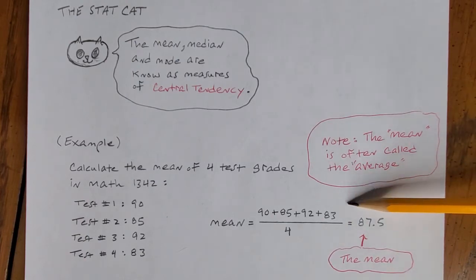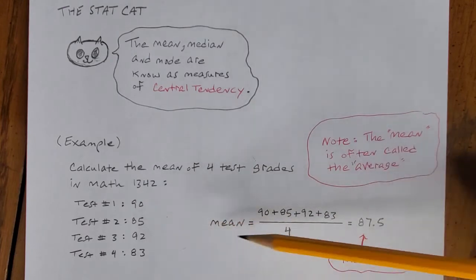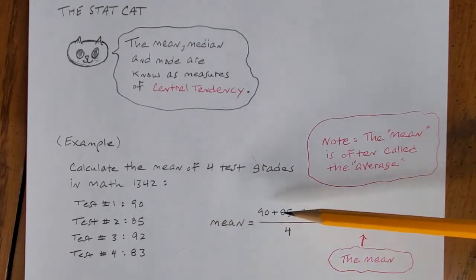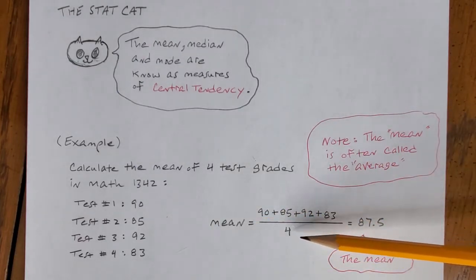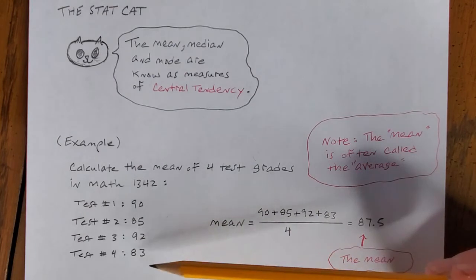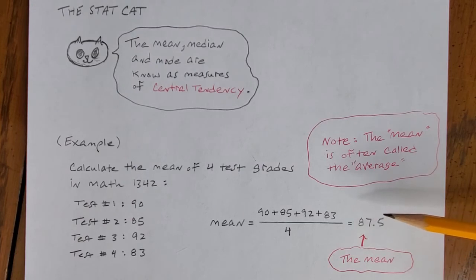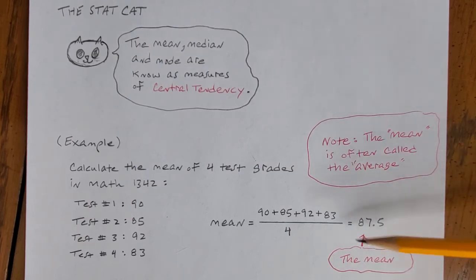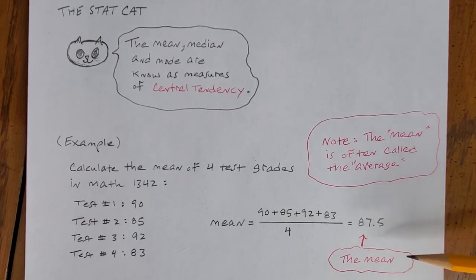you add all the data entries together. So 90 plus 85 plus 92 plus 83. So those were the 4 entries in the data set right there. And then you divide by how many entries there are. Okay, so there were 4 entries in this data set. All right, so it's a pretty simple mathematical formula as far as mathematical formulas go. All right. So when I do that, if I take 90 plus 85 plus 92 plus 83, and then I divide by 4, I get 87.5, and that number is the mean of this data set, okay?